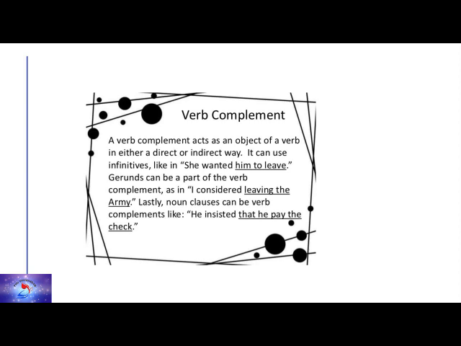Now at last, verb complement. A verb complement acts as an object of a verb in either a direct or indirect way. It can use infinitives like she wanted him to leave. Gerunds can be a part of the verb complement, as in I considered leaving the army. Lastly, noun clauses can be verb complements, like he insisted that he pay the check. So all those underlined words, you can just check this. So the verb complement acts as an object of a verb. So these are the verb complements here.